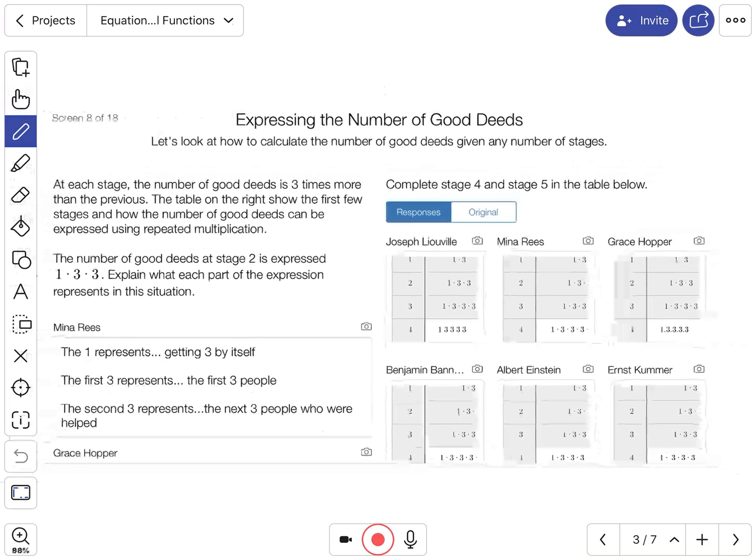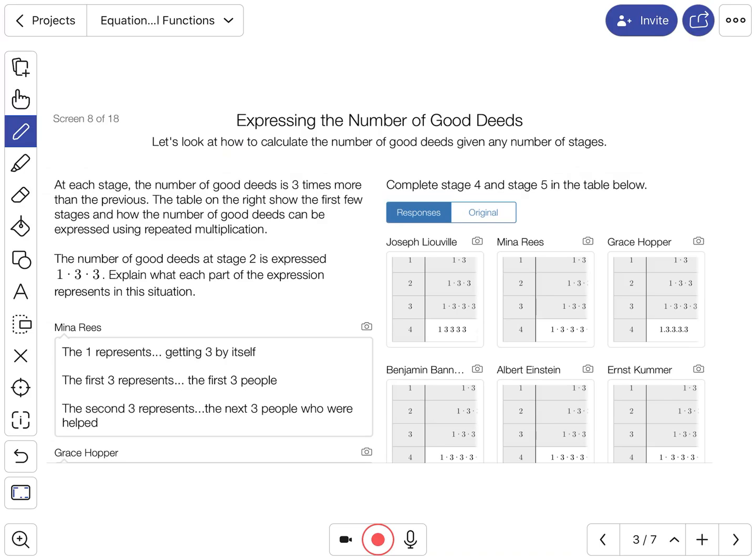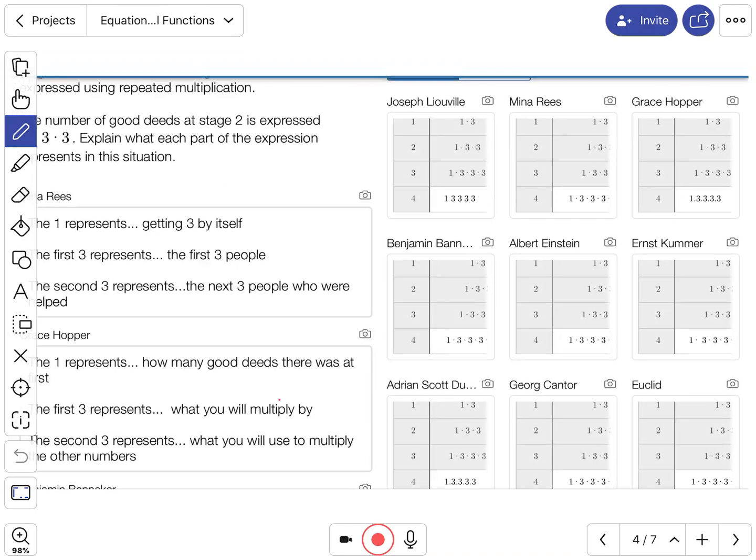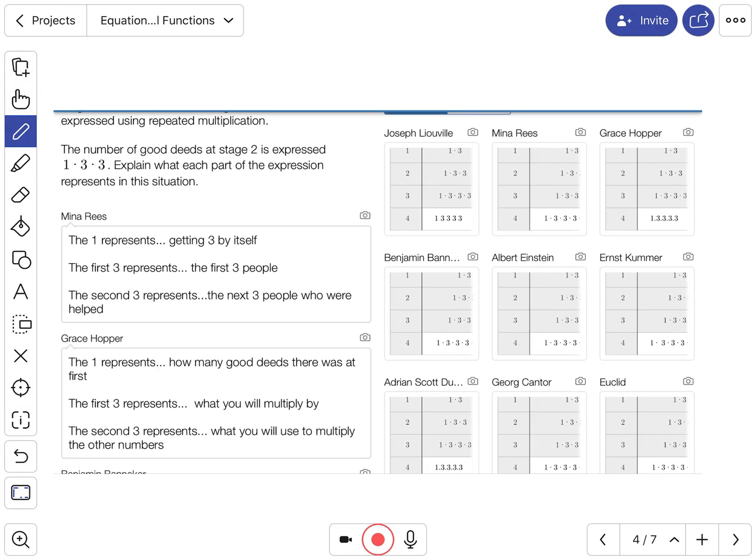Okay, so this one is where you get into the equation. The number of good deeds is expressed as 1 times 3 times 3 at stage 2. So the question is, what does the 1 represent? What does the 3 represent? And what is the other 3? And so I wanted to look at this example here.